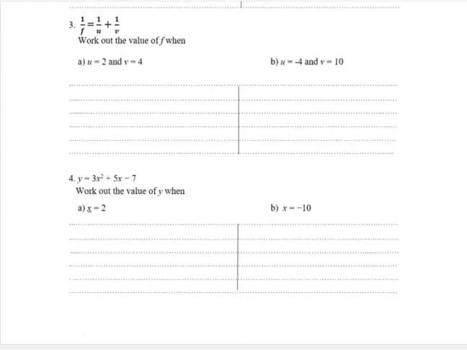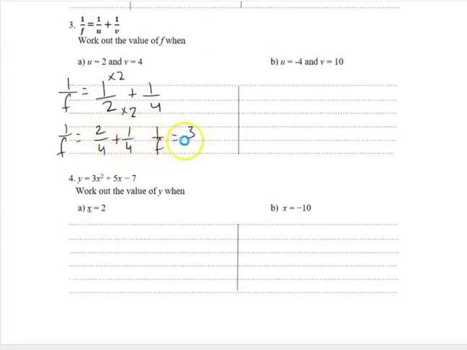Question number 3. Now, for this one, we're going to substitute u and v into the equation given to us. So we're going to have 1 over f equals 1 over 2 plus 1 over 4. Now, the first thing we need to do is collect the two fractions. To do that, we need to work out the LCM of the denominators, which is going to be 4. So times the denominator by 2, times the numerator by 2. So we're going to get 1 over f equals 2 over 4 plus 1 over 4. And 1 over f equals 3 over 4.